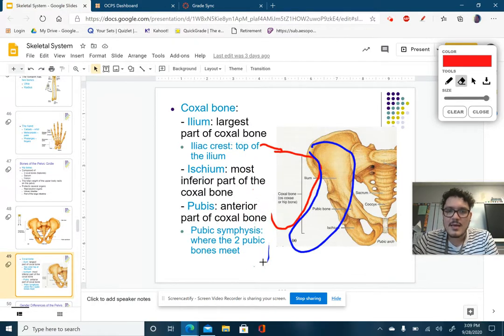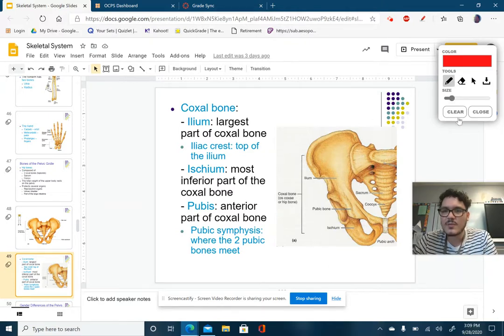All right. Now, speaking of the coxal bone or the hip, there are some structures here that we need to be aware of, and I'll try to use some color coding so we can see exactly where this stuff belongs. We have the ilium. First, the ilium is considered the largest part of the coxal bone. So I'm going to use red to indicate the ilium. So what is the ilium?